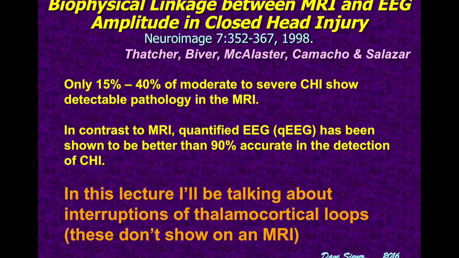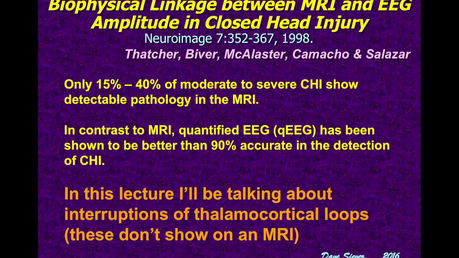Now here's what's interesting. This is one of the issues with a lot of these head injuries that we're seeing relating to thalamocortical disruptions. Only 15 to 40% of moderate to severe closed head injuries show detectable pathology on an MRI. In contrast to MRI, quantitative EEG, which you were just looking at with those colored pictures, has been shown to be better than 90% accurate in the detection of closed head injury. And I think it's more like probably 98, 99%. This was done in 1998 when this study was done.